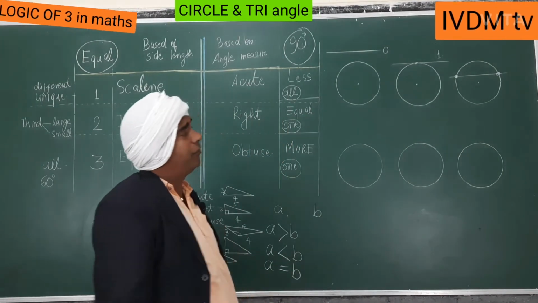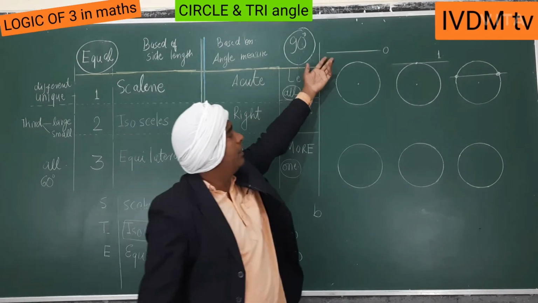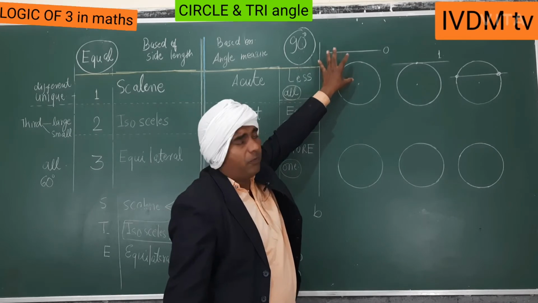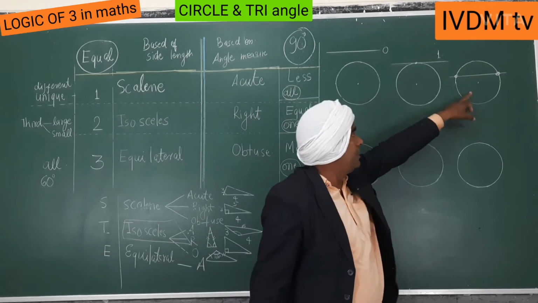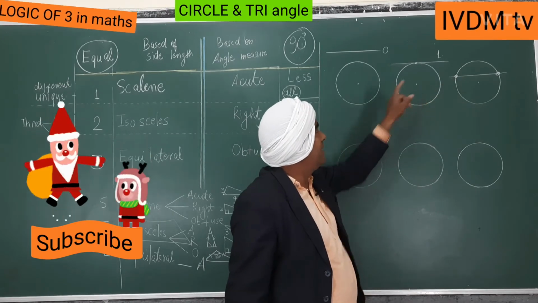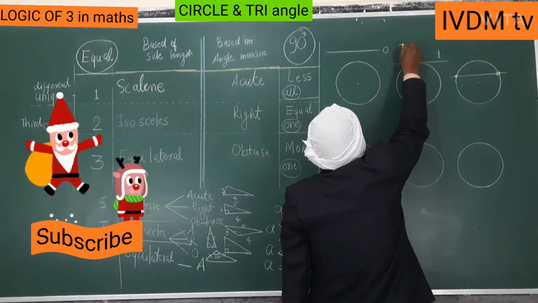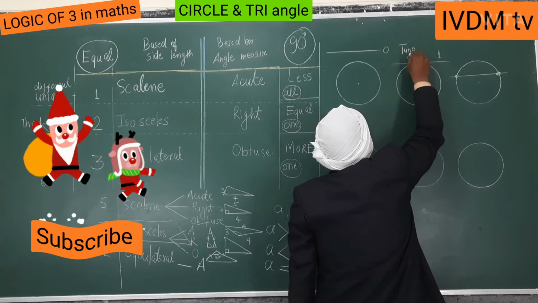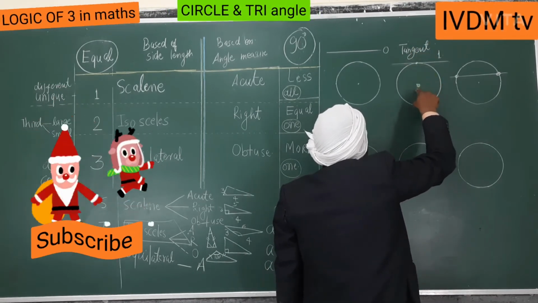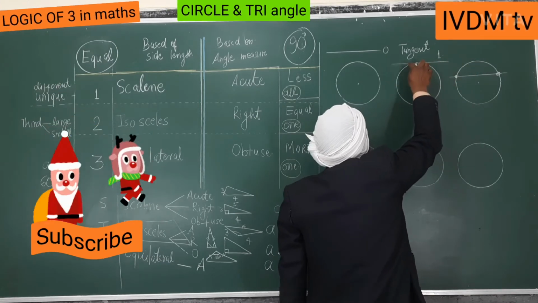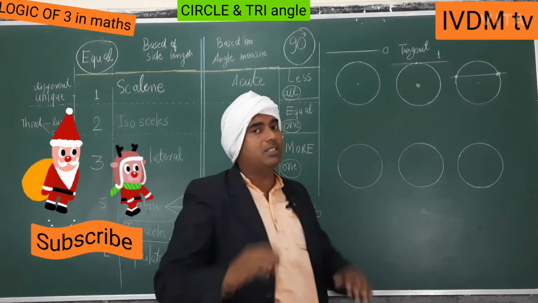So there are three chances: either no cutting, which is not important for us. What is important for us is this and this. This is the tangent, cutting at only one point, and this is the center. Tangent means a line touching, not cutting, just touching.